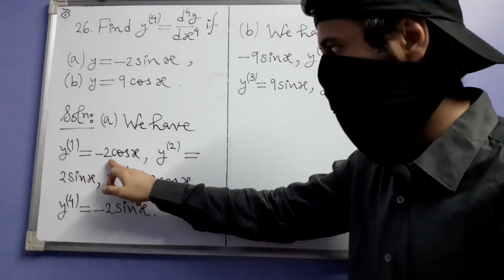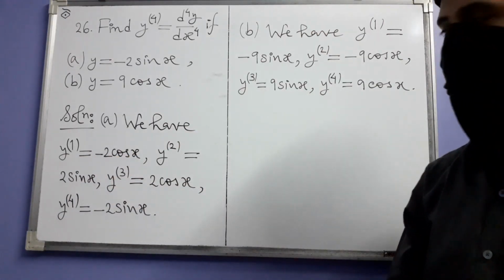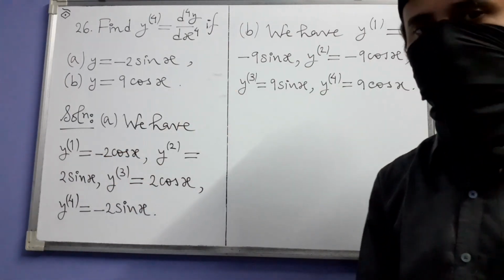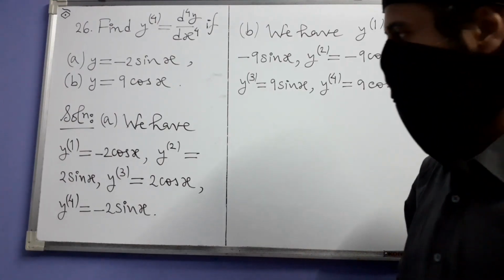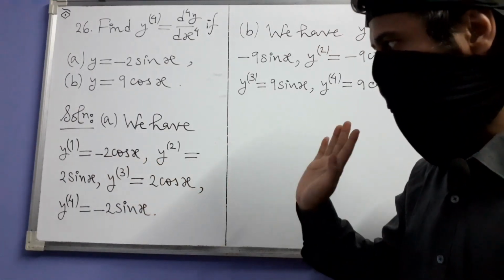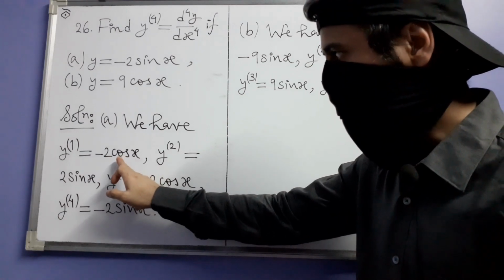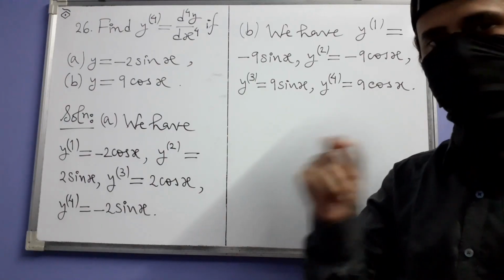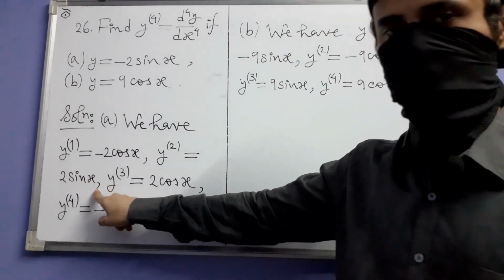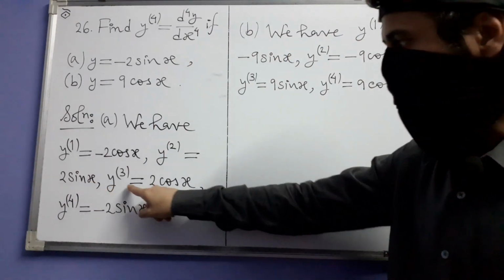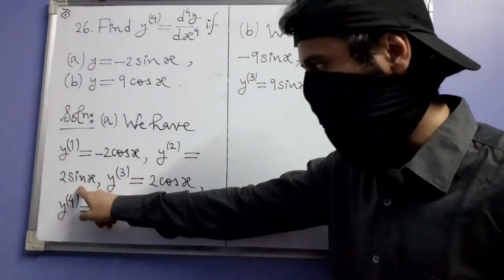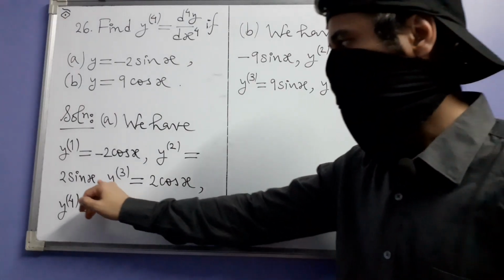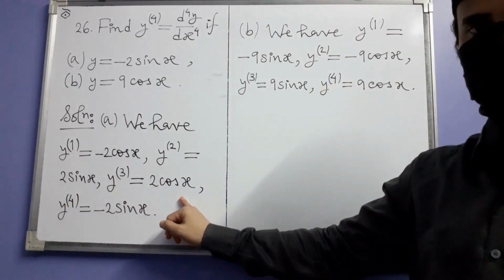So the first derivative is minus 2 cos x, and the second derivative will be obtained by differentiating this one once more. So again minus 2 remains outside, but when you differentiate cos x you get minus sin x. So minus 2 times minus sin x is 2 sin x. Then the third derivative would be obtained by differentiating this once more. So 2 remains outside and the derivative of sin x is cos x.